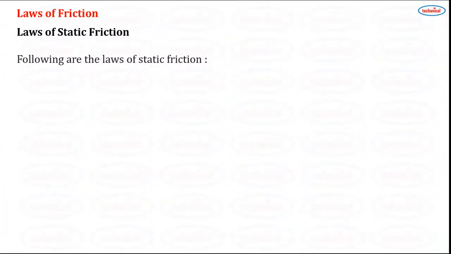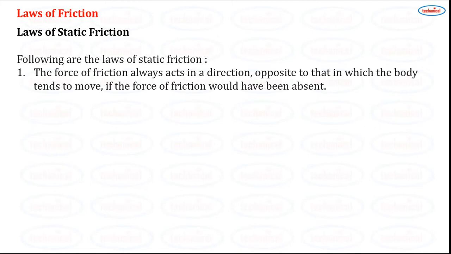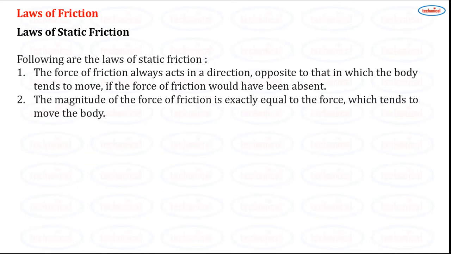Laws of friction. Laws of static friction. Following are the laws of static friction. First, the force of friction always acts in a direction opposite to that in which the body tends to move. Second, the magnitude of the force of friction is exactly equal to the force which tends to move the body.